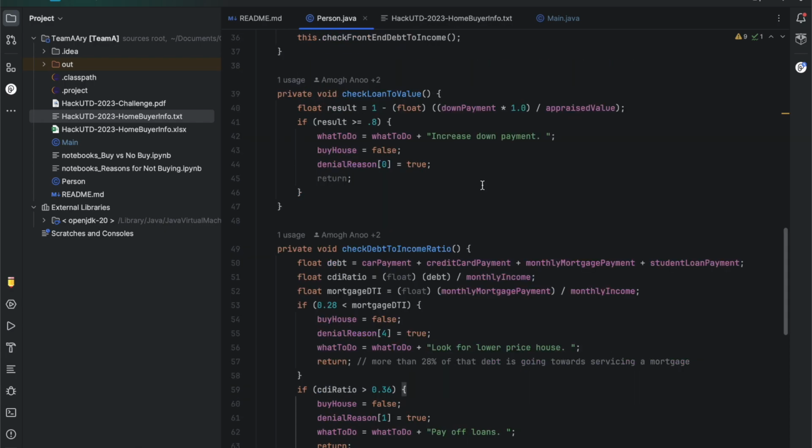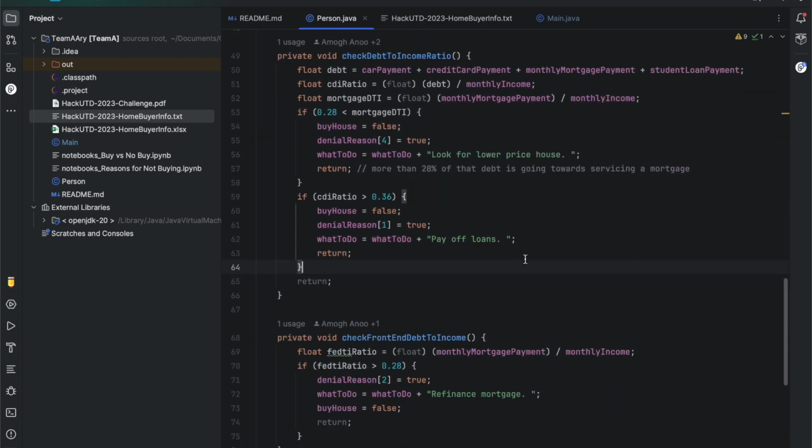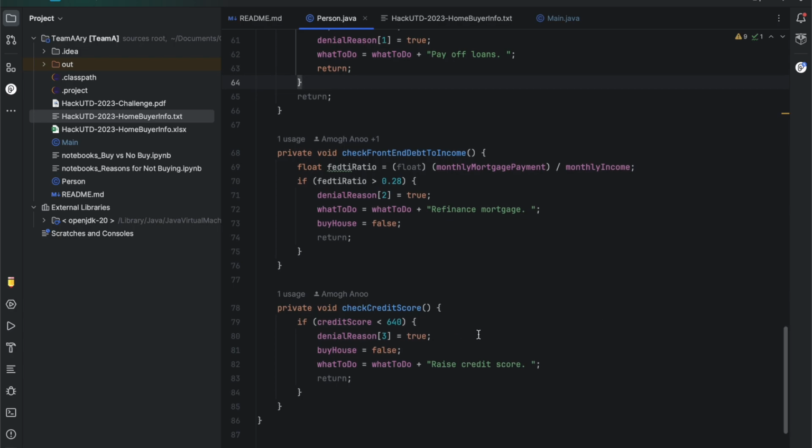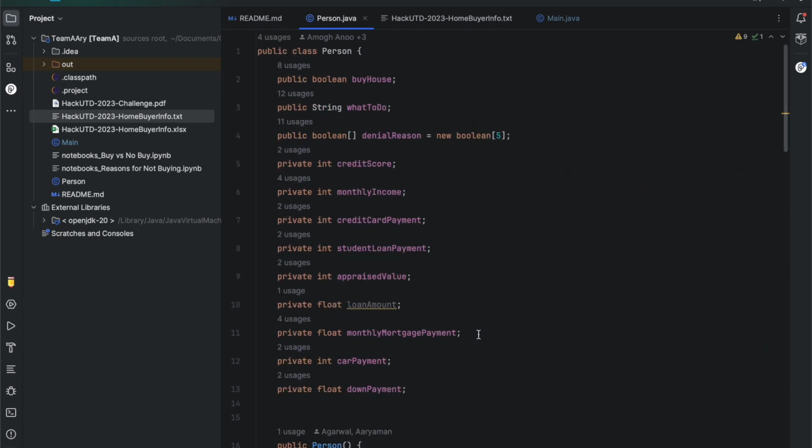And then we have 4 different functions: check loan to value, check debt to income ratio, check front end debt to income, and check credit score. And these are all based on the requirements or prerequisites that were mentioned in the file.